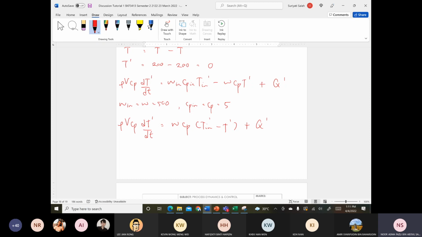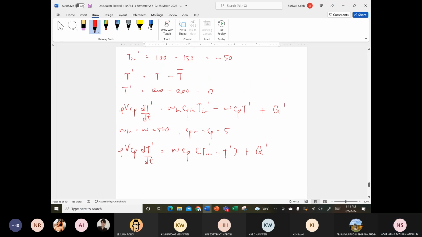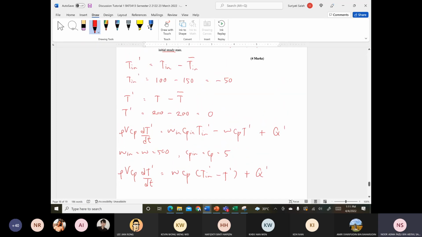First, our equation becomes simple. And sometimes when doing the simplification, we also tend to make some mistakes. So this is up to you in the end. Alright, back to the question. Here we have rho V Cp dT prime over dt equal to W Cp (T in minus T prime) plus Q prime. Based on the information given, we know that T in prime equals negative 50 and T prime equals 0. So we can substitute these values into the equation.